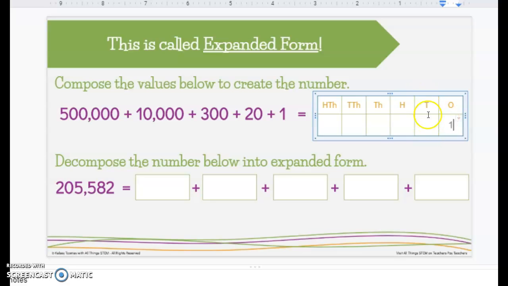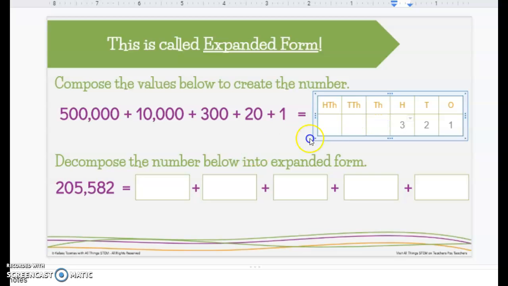All right. What about our tens? Do we have something that goes in our tens? We do. We have a 20. Well, 20 is the value of 2 tens. Okay, and then our hundreds place value. Do we have anything to go in our hundreds place value? We do. We have a 300 in our hundreds place value. So the value of the hundreds place is 300, which equals 3 hundreds.